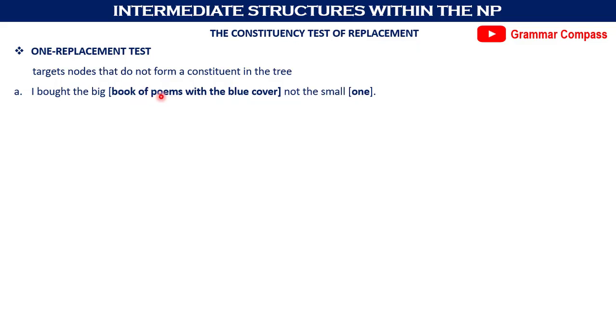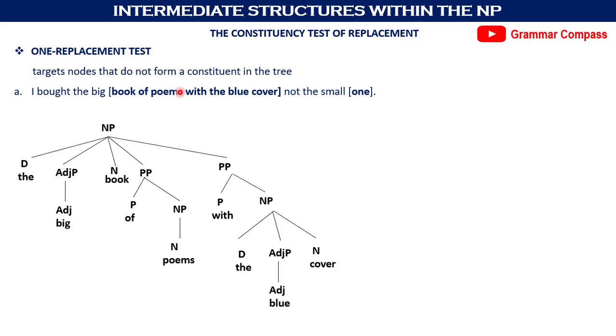But when we apply the phrase structure rules, it fails to account for this constituent. Let us see. This is the tree which will be derived from this in the phrase structure. We have this noun phrase, the big book of poems with the blue cover. Since this is an intermediate structure, book of poems with the blue cover, then where is that intermediate structure in our tree? We didn't account for it.